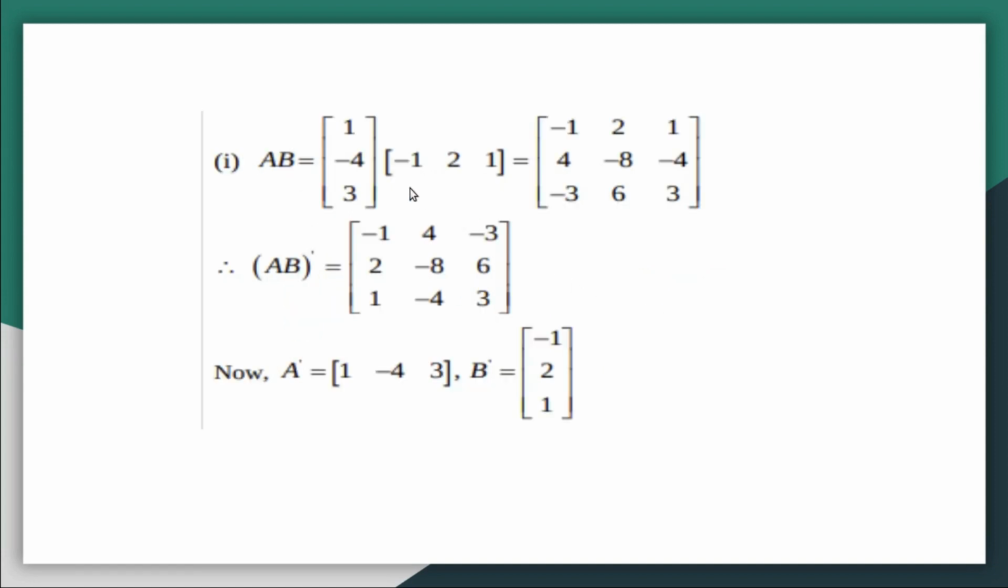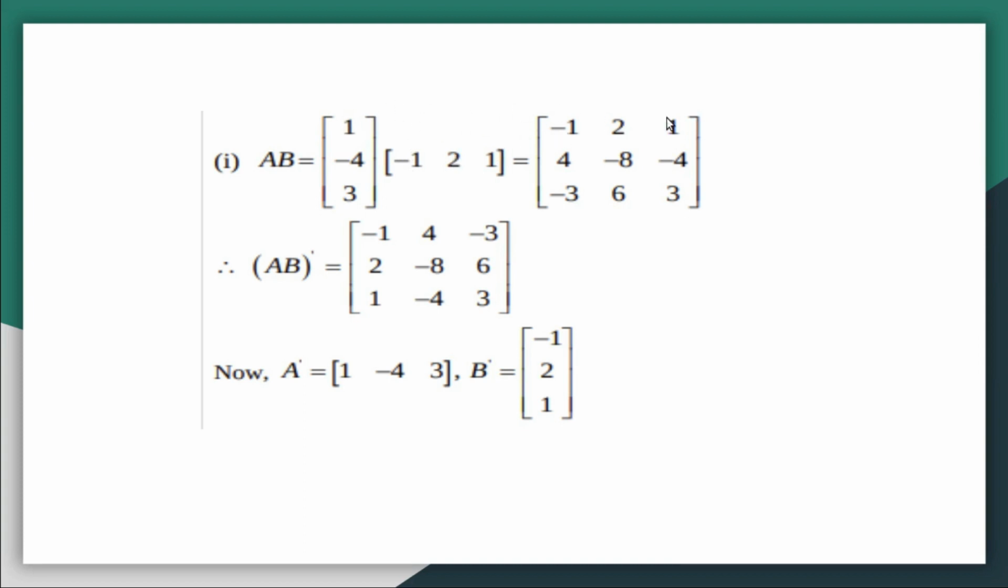Now first one, A is a 3 by 1 matrix, B is a 1 by 3 matrix. So order of the product is 3 by 3. Now this is first row. First row consists of only one element. First row into first column, 1 into minus 1 is minus 1. 1 into 2 is 2.